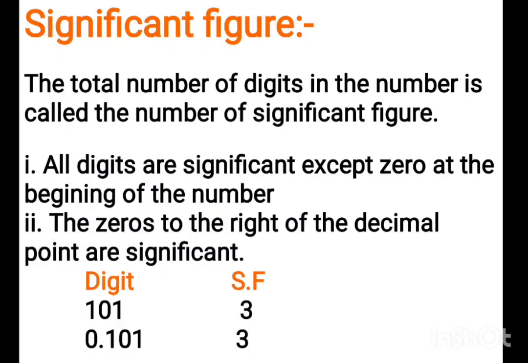The total number of digits in the number is called the number of significant figures. For example, suppose there are so many numbers, we have to count the important ones, which have their existence, importance.